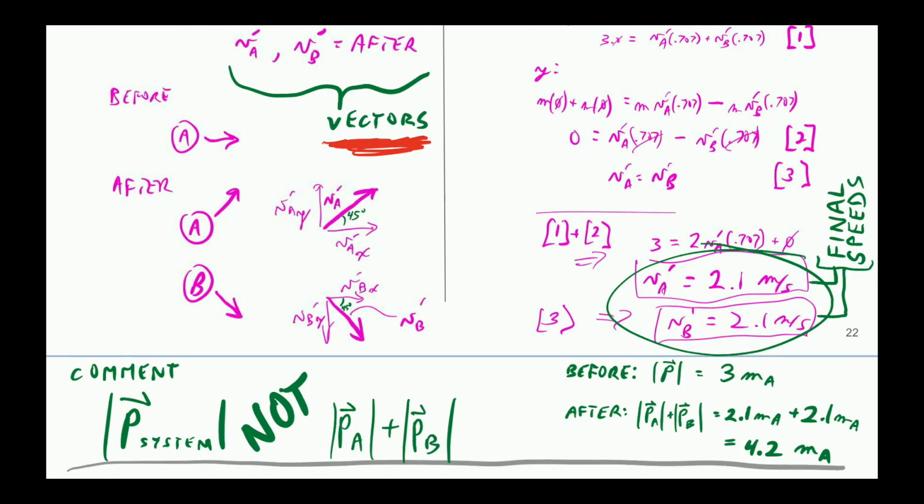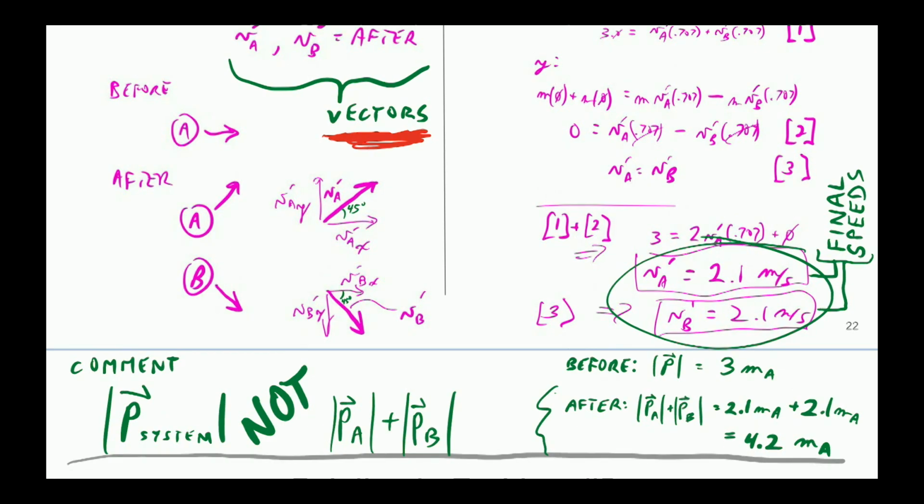Remember that you can't just take magnitudes of vectors and add them. In this case, in particular, you can't calculate the system momentum by adding the magnitudes of A and B momentums. If you take A and B vectors and add them together, you will find that you get the answer you were expecting.